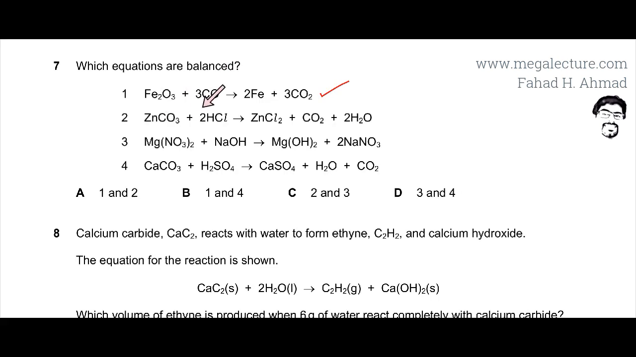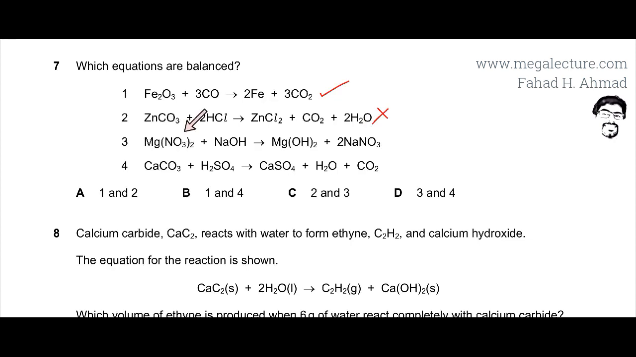If you look at the next equation, zinc looks balanced, that's 1 and 1. Carbon is also balanced, 1 carbon over here, 1 carbon over here. If you look at hydrogen, there are 2 hydrogens over here, and over here there are 2 water molecules. That means there are 4 hydrogens. So in this equation, the hydrogen is not balanced.